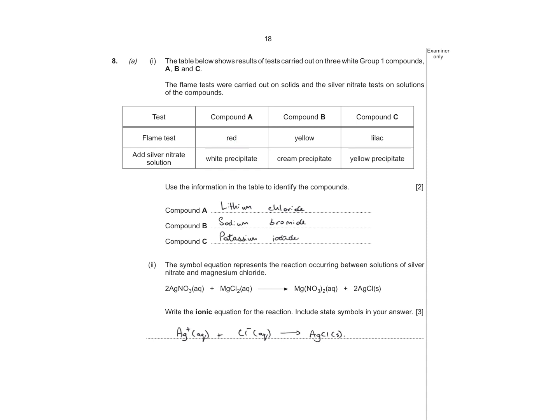So the other red one is lithium, and a white precipitate is chloride. I've then got a yellow flame test, which is sodium, and cream, which is bromide. And I've got a flame test of lilac, which is potassium, and a yellow precipitate, which is iodide.